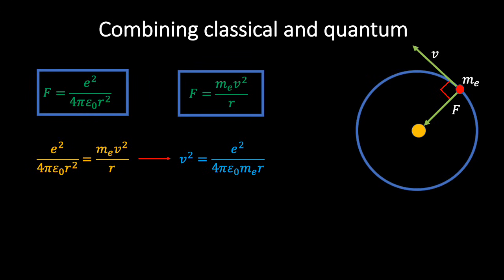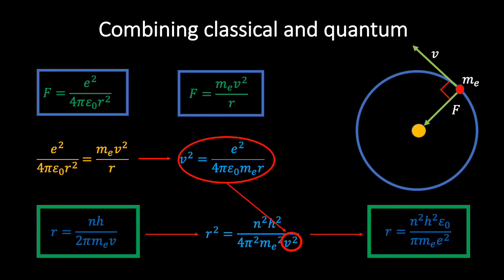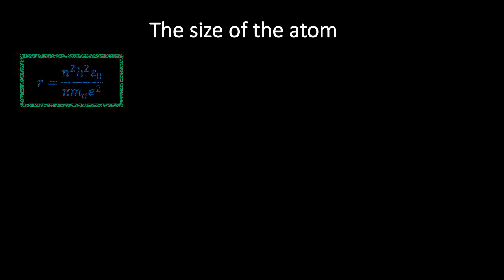Next, he used the expression derived for the radius using the angular momentum quantization condition. If we square this expression and substitute the blue equation for v squared, we arrive at the following equation, which tells us the radius of the allowed electron orbits. Let's take a closer look at this equation. We see that the electron is only allowed to orbit the nucleus at certain distances, depending on the value of n.